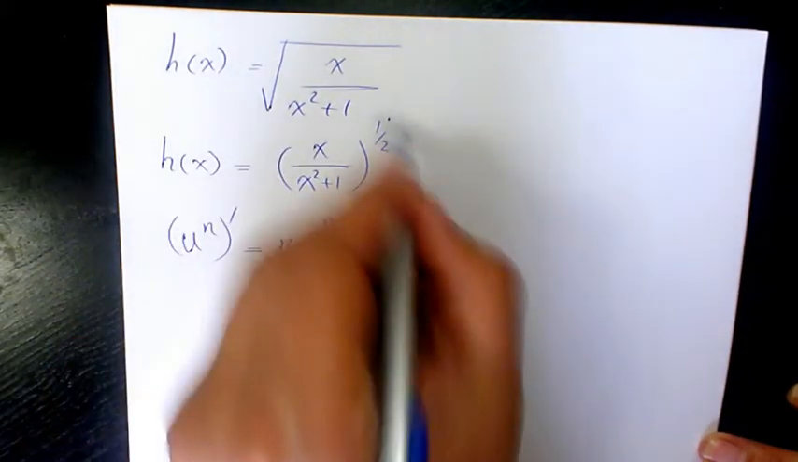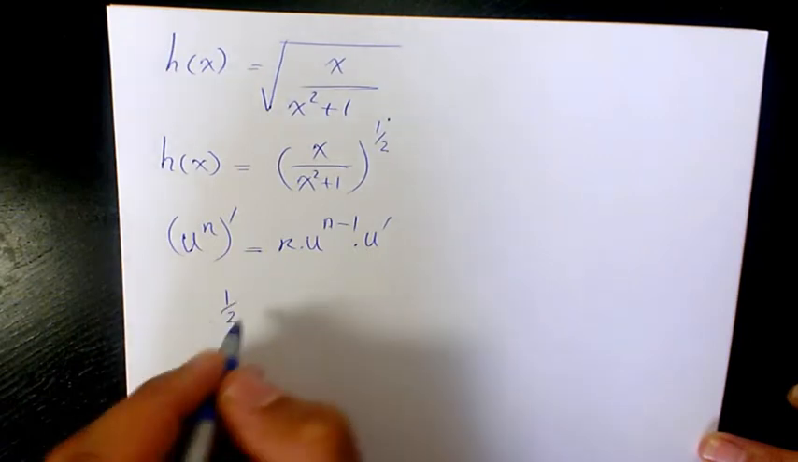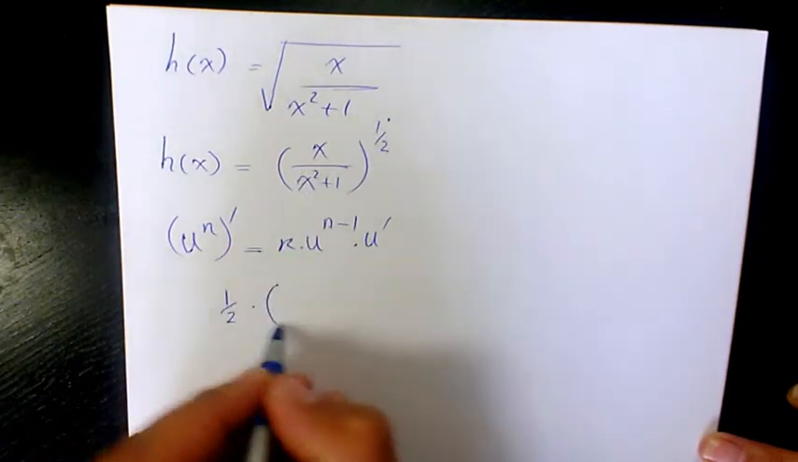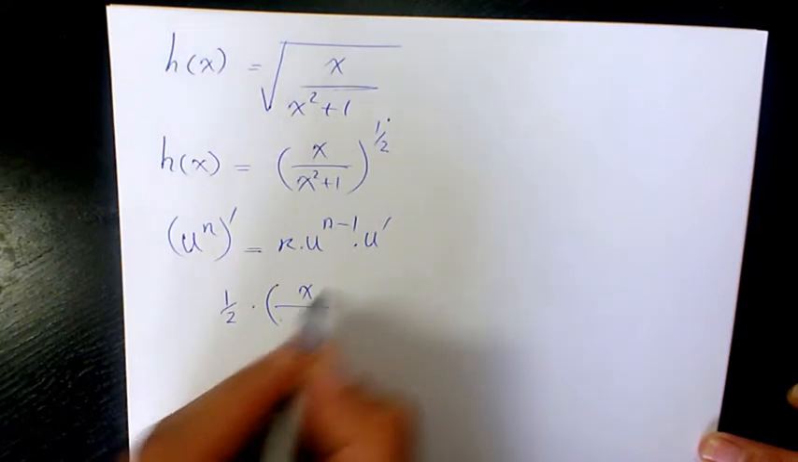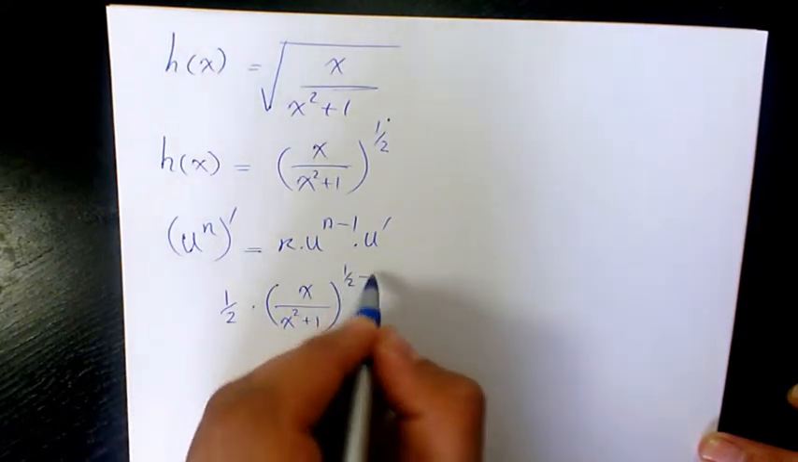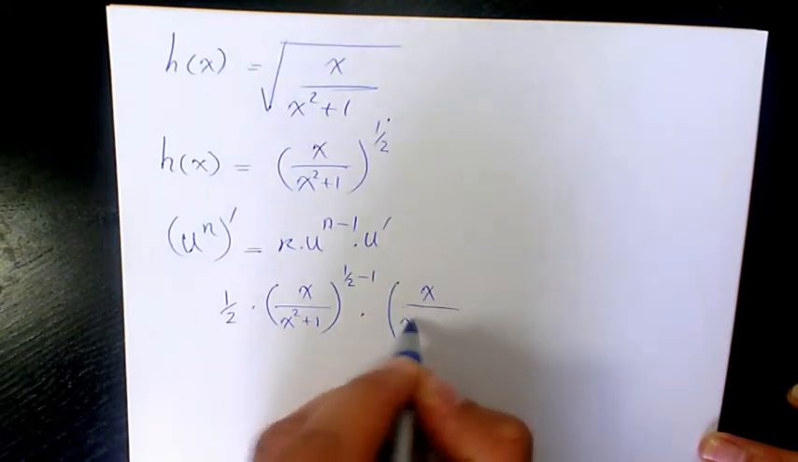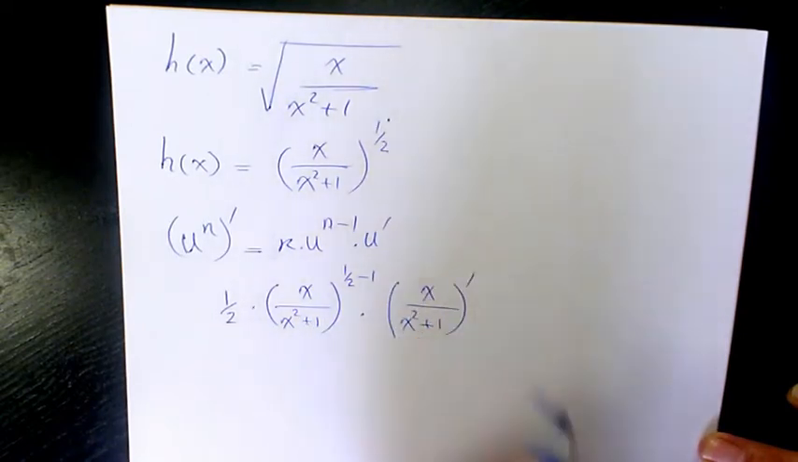When you want to find the derivative of this one, it's going to be 1 over 2 times x over x squared plus 1 to the power of 1 over 2 minus 1, times the derivative of x over x squared plus 1.